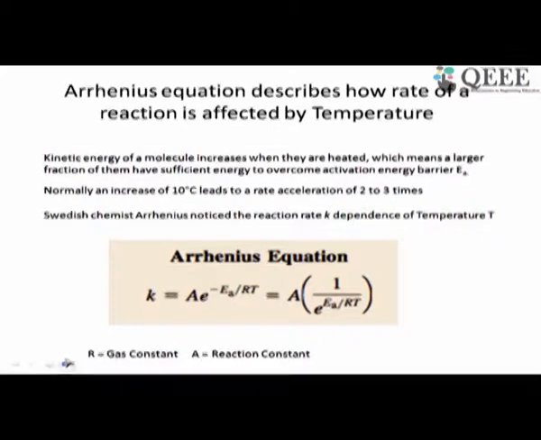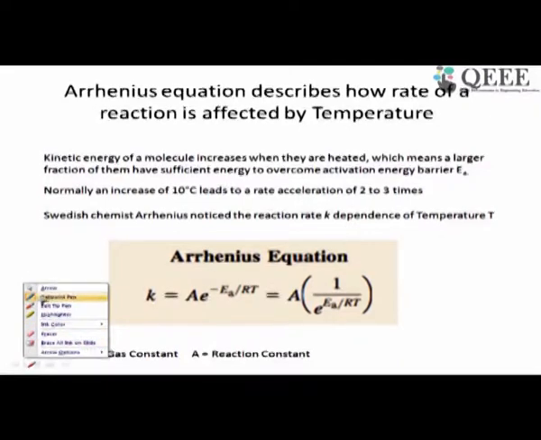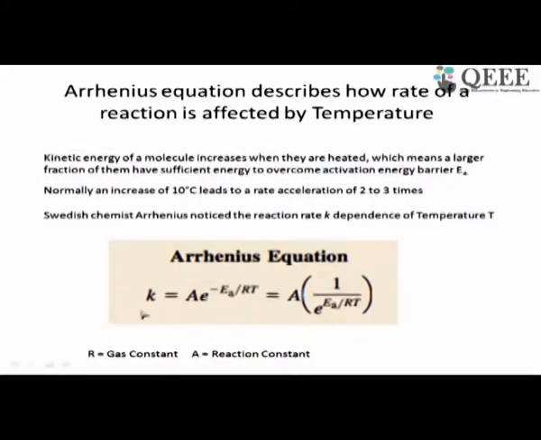We know that if the energy of activation is high, then the rate will be slow, but he experimentally found the relationship between these two and found that the results comply with this particular equation, which is proposed by Arrhenius. Normally an increase of 10 degrees leads to a rate acceleration of 2 to 3 times. This is the thumb rule, generally speaking.